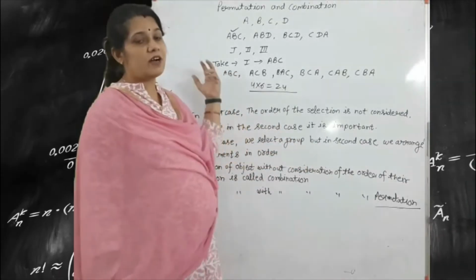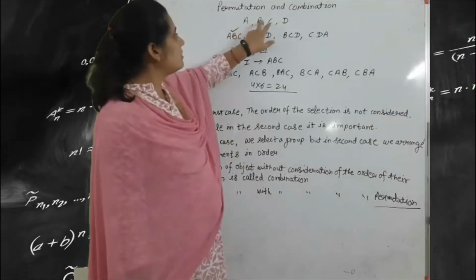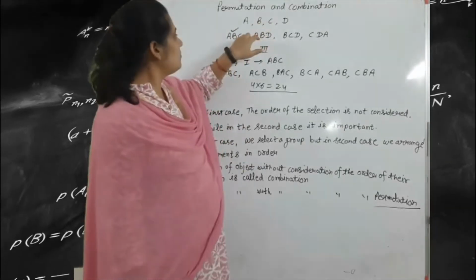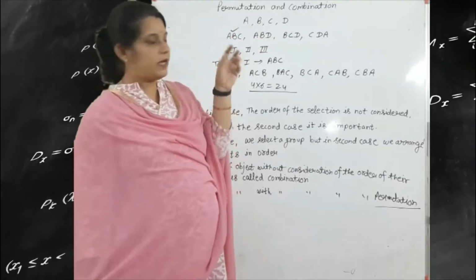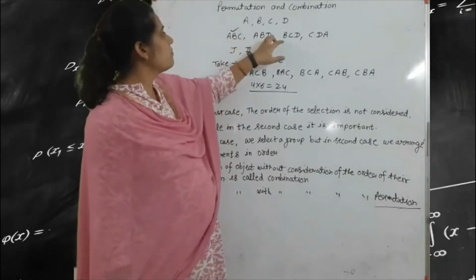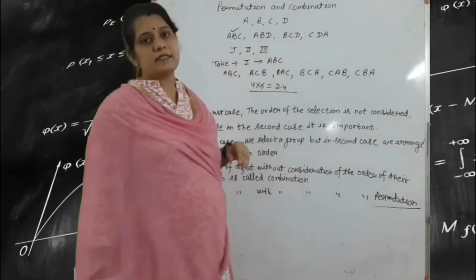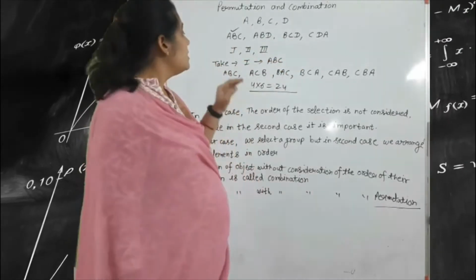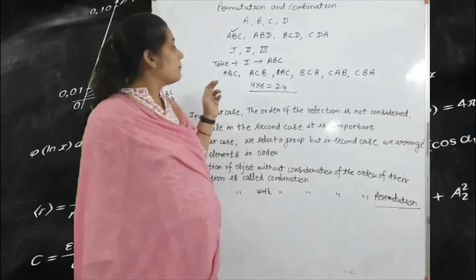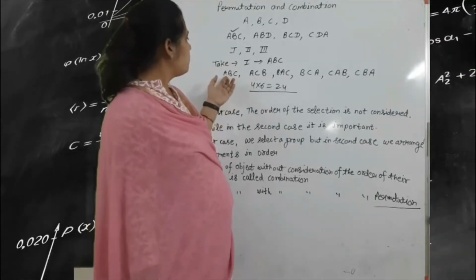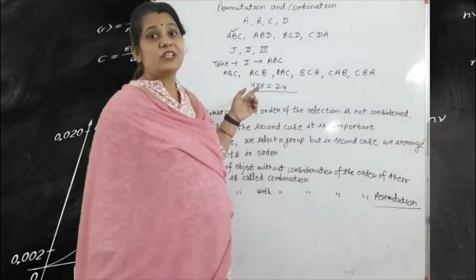What do I mean? According to our example, we have four students, and we made three-member groups: ABC, ABD, BCD, and CDA. So we have four groups. According to this, we do not consider the order. But in the second case, we arrange the elements within every group.